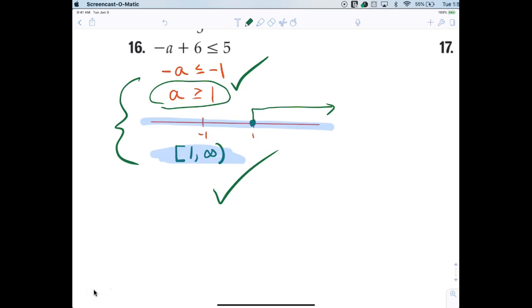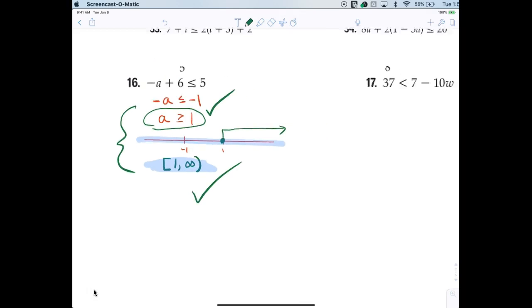Why did you put the bracket? Because infinity is not included. You can't reach infinity. It's not equal to infinity. A bracket means including 1, equal to 1. Parentheses means greater than 1.